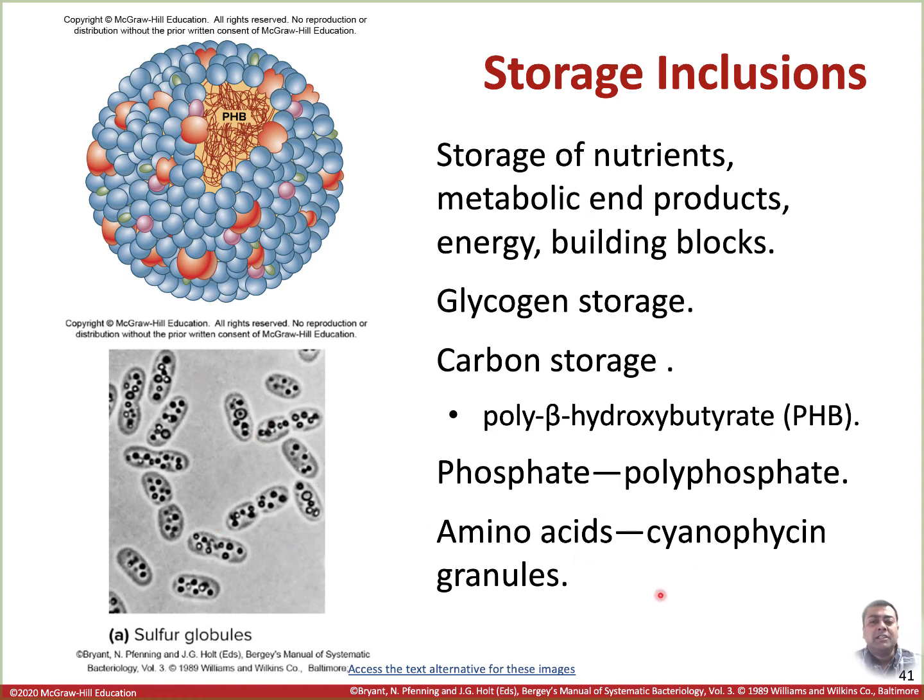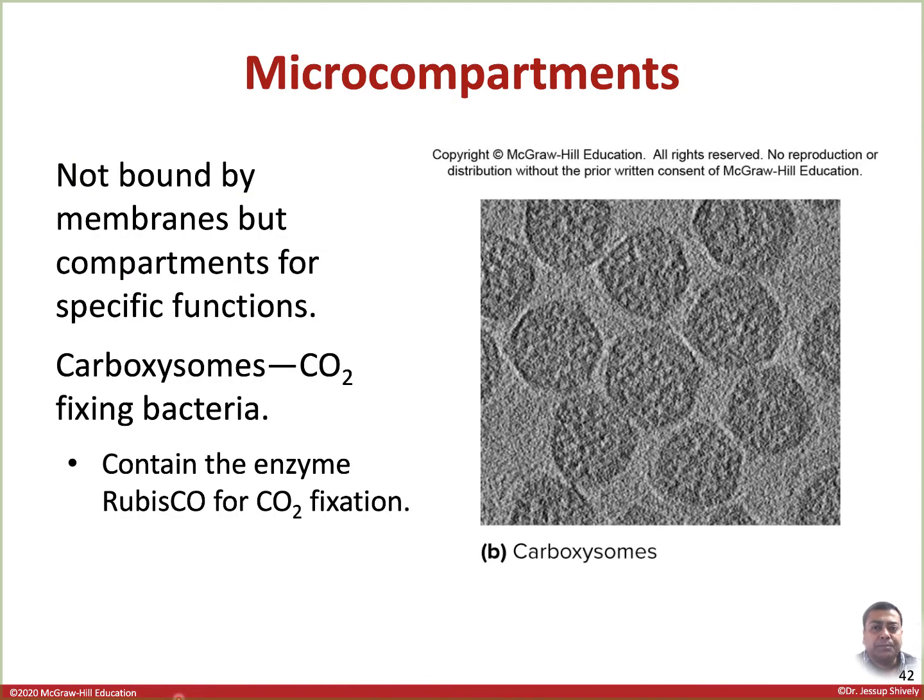And amino acids can be stored as cyanophycin granules. These are pigment granules, and amino acids can be stored in this way as well. So these are some of the examples of the different inclusions that can be present in the cell. So the microcompartments are not bound by membranes, so they are really not true organelles as such.